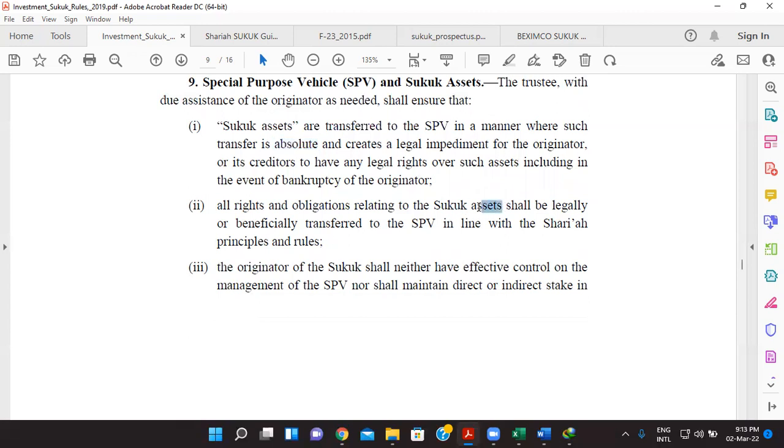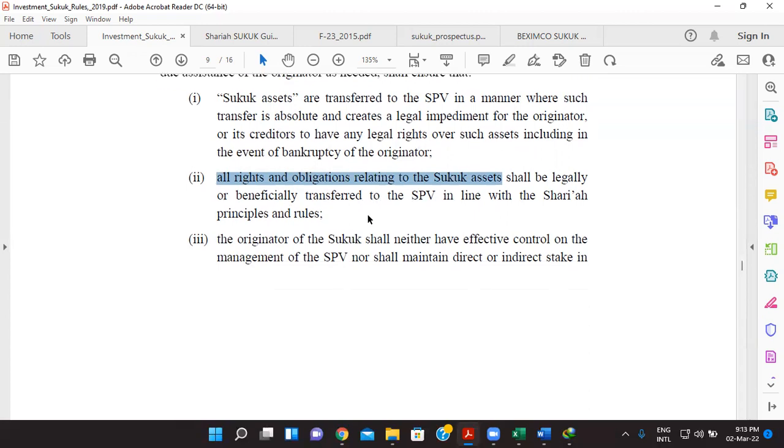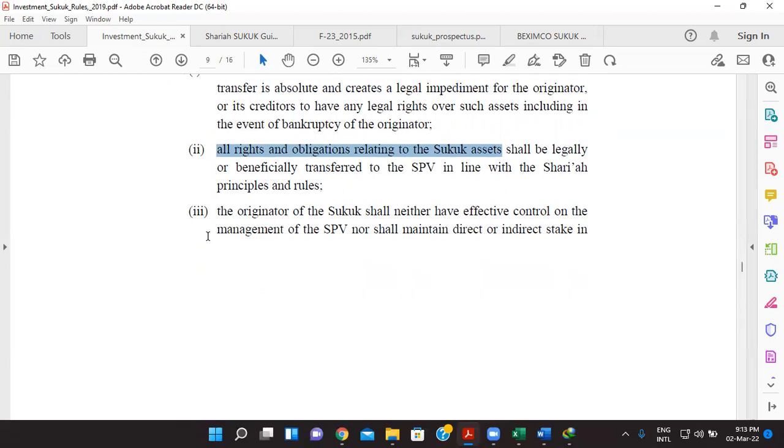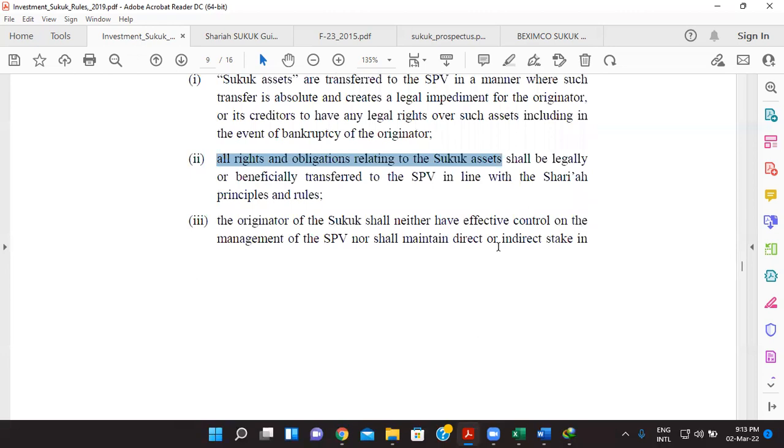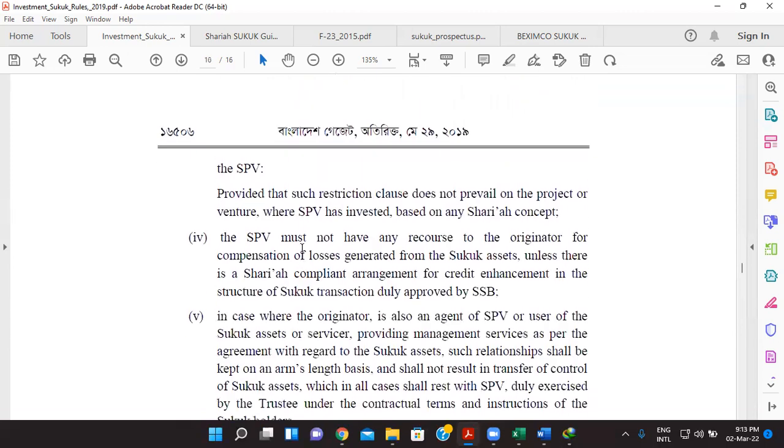So when you are taking the ownership, you should claim the rights. You have to incur obligations with respect to the sukuk asset. It comes with the ownership. That's why you will be responsible for this, or you will enjoy the rights. The originator of the sukuk shall neither have effective control on the management of the SPV, nor shall maintain direct or indirect stake in the SPV. Provided that such restriction clause does not prevail on the project or venture where SPV has invested based on any Sharia concept.